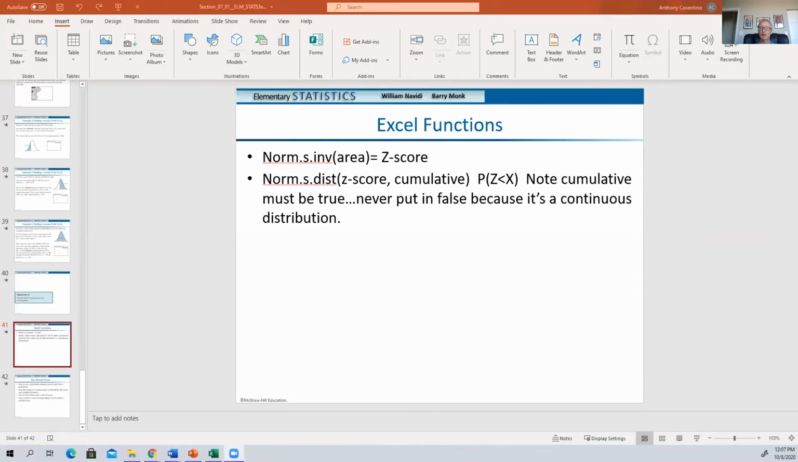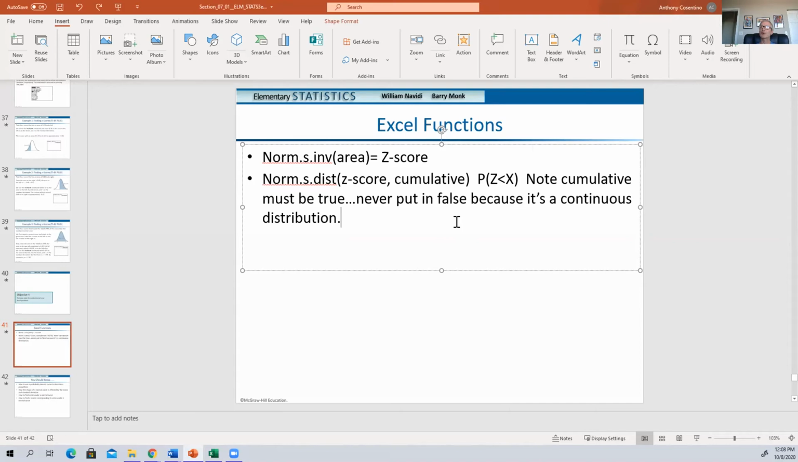So the next thing we're going to do is the opposite. Given a z-score, what would be the area probability calculations? And we'll do all three of those again like we did in the table. The calculation for the spreadsheet is norm.s.dist. So this would be the opposite. And it has two inputs: the z-score, which will be given or you have to calculate, and the last one is cumulative.